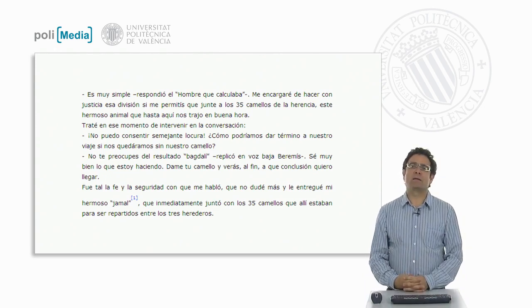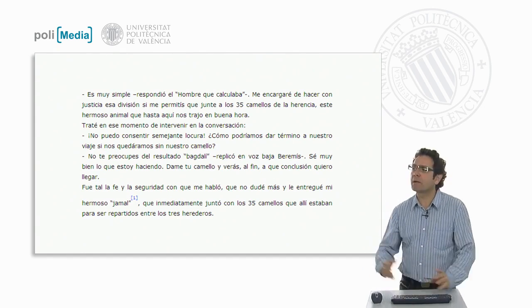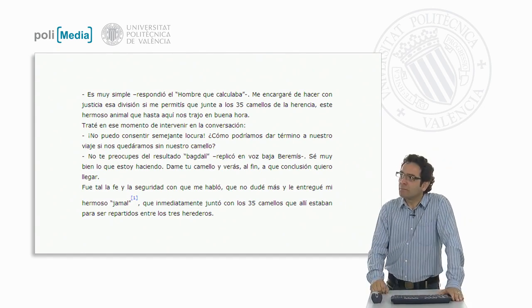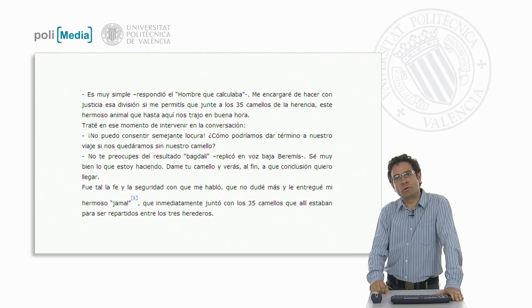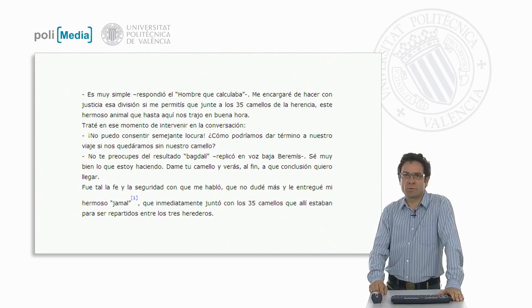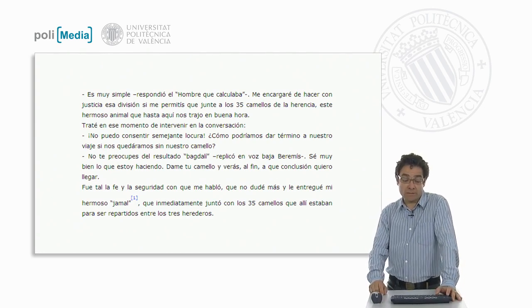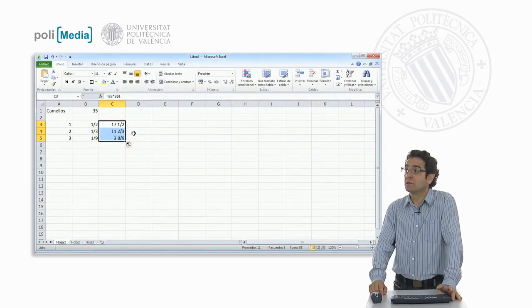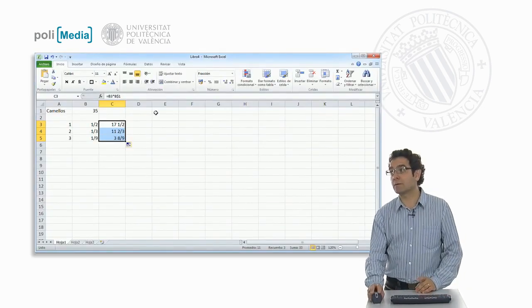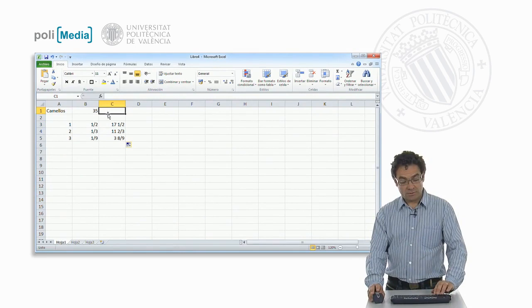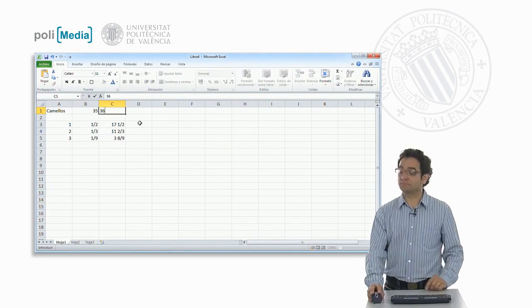"I know very well what I am doing." Well, the protagonist ended up gaining his companion's trust, and he let him add his own camel to this set of 35. You might be wondering what happened then. Well, what happened is that, instead of 35 camels, we now have 36.